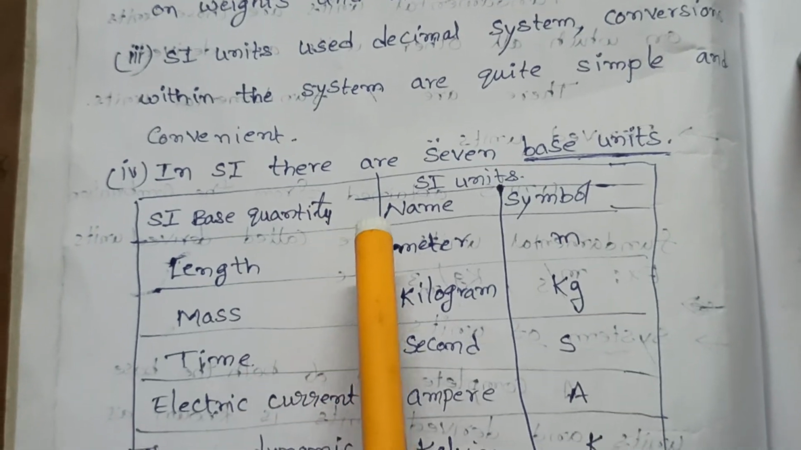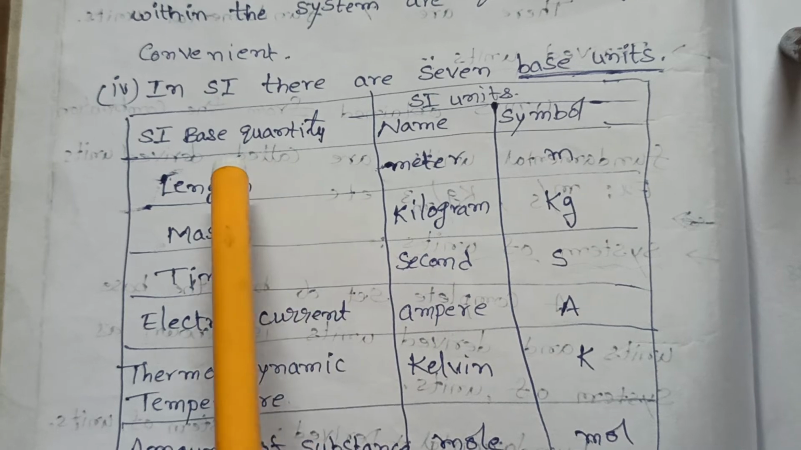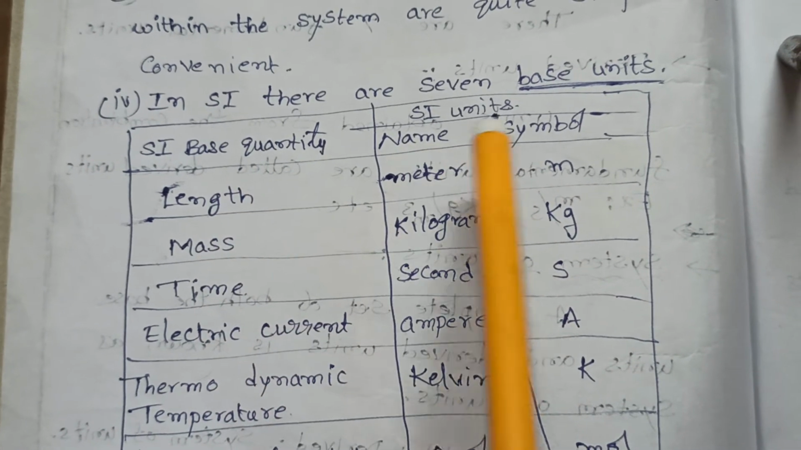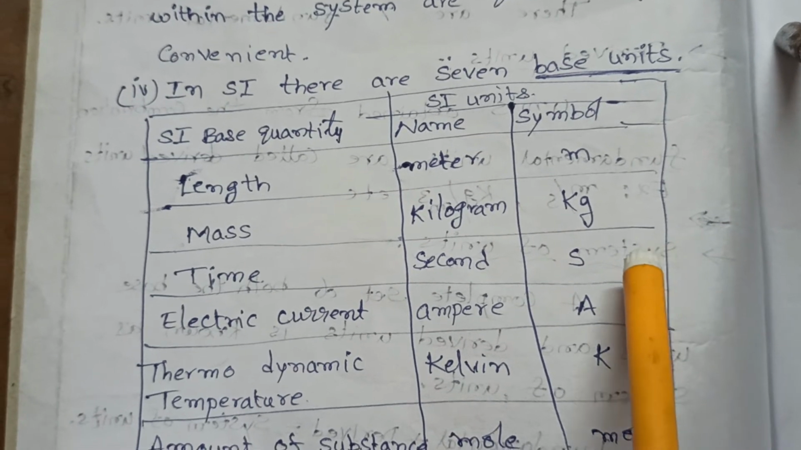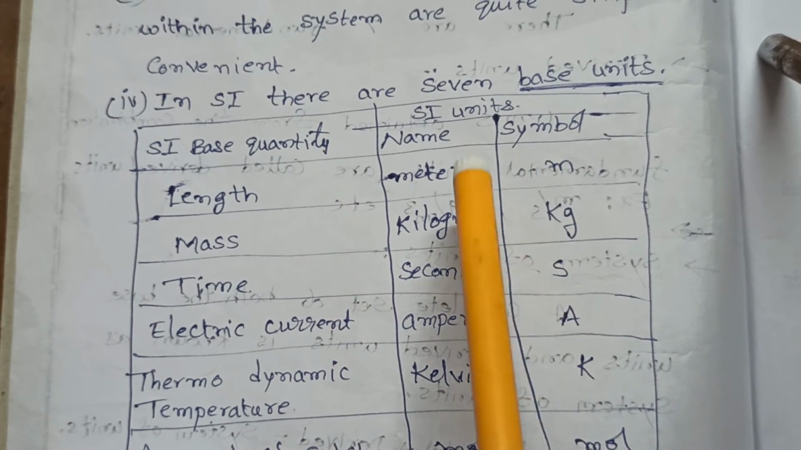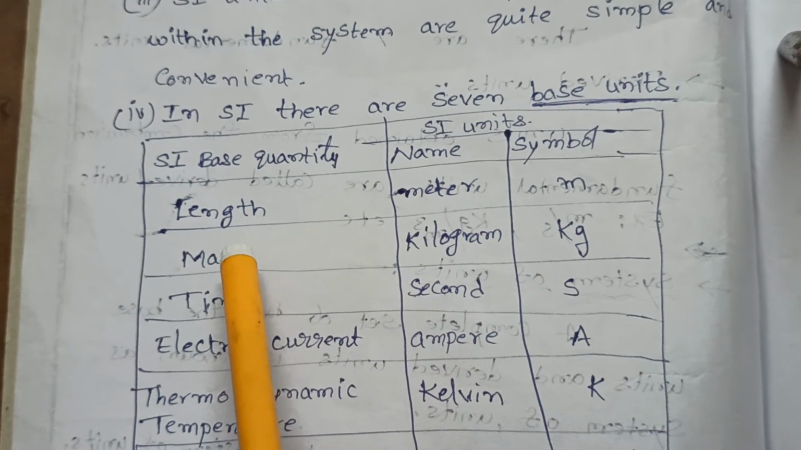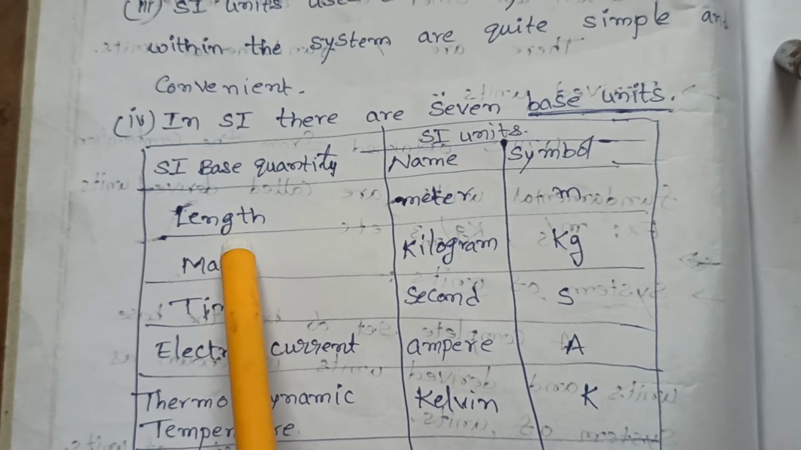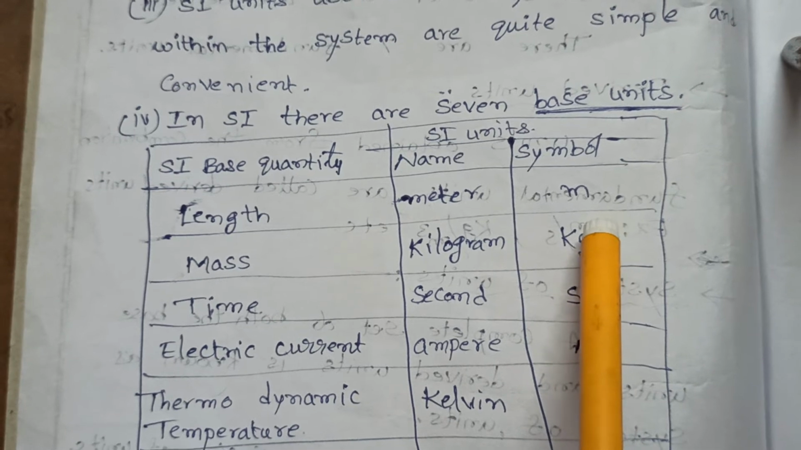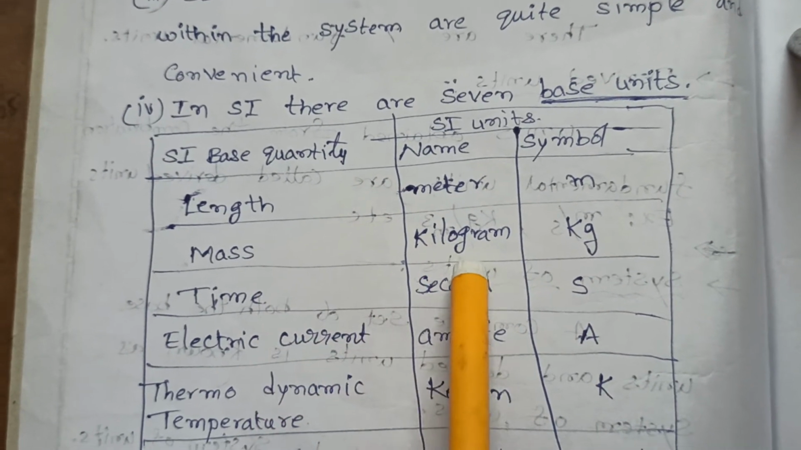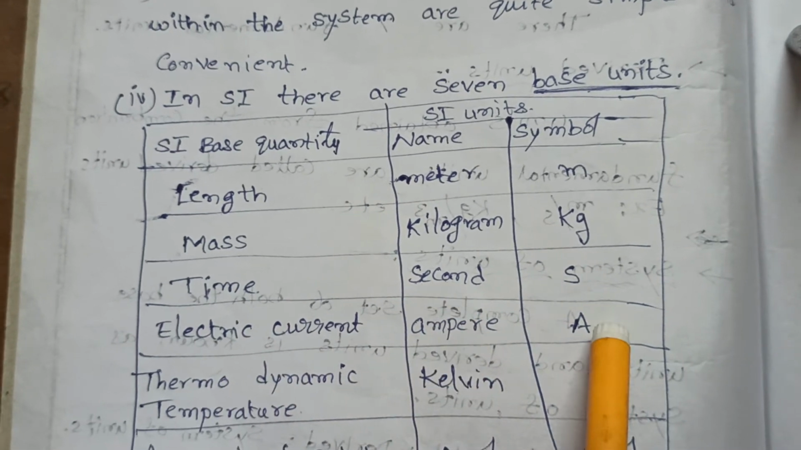In SI, there are 7 base units. Those 7 base units are given as SI base quantity, name and symbol also. You write it in your notes so that you can remember these things. You must remember these quantities and units compulsorily, because these are the base units. First base quantity, length: SI unit name is meter, the symbol is m. For mass, kilogram, kg. For time, second, s.